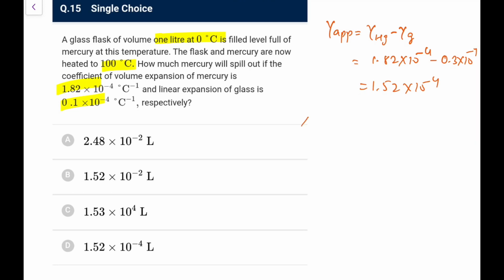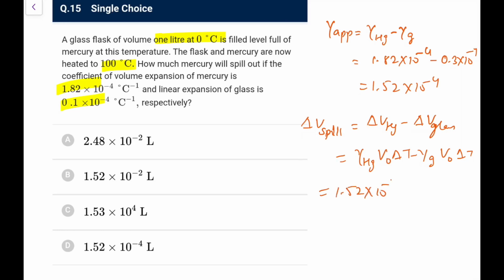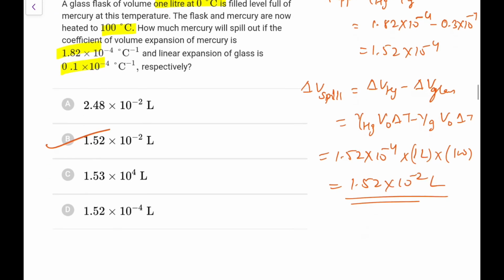Since both have the same volume, I can directly say that delta V spilling out would be the actual expansion of mercury minus the actual expansion of glass. So you can do that with gamma apparent, or without gamma apparent you can also write this would be gamma Hg into V naught delta T minus gamma glass into V naught delta T. That we have the difference, that would be 1.52, the difference of the two gammas. Volume is 1 liter and delta T I can write as 100. So it comes out as 1.52 into 10 raised to power minus 2 liters. Go for option B in this particular case.